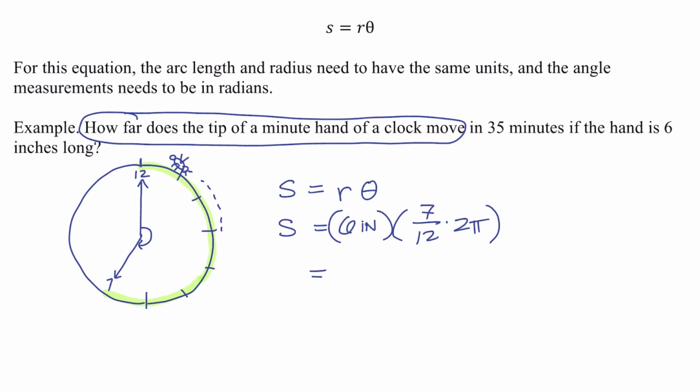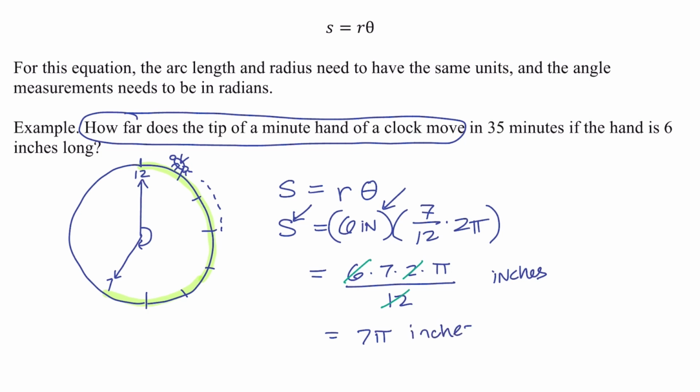Well, what are my units going to be on this? I know that radians I really think of as unitless. And so this radius here and the arc length are going to have the same units. So how far it travels is going to be in inches. And then when I look at this, I get 6 times 7 times 2 times pi in the numerator, and then just the 12 in the denominator. Doing some nice canceling while it's still in this form gives me 7 pi inches.